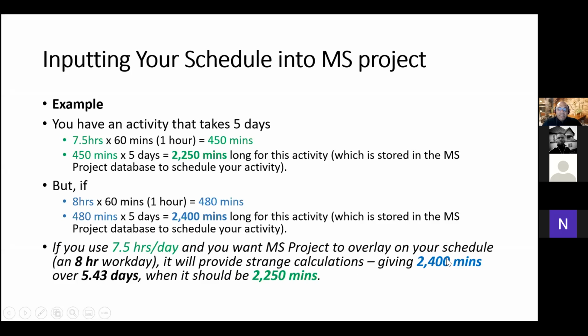So you've set it initially to be 2,250 minutes, and you want it to do things within 8 hours, like somewhere else in your project. It might calculate it as 5.43 days. It might screw things up. So my point is, you pick the number of hours for your day and you stay with it throughout the entire project, or else you will mess things up.